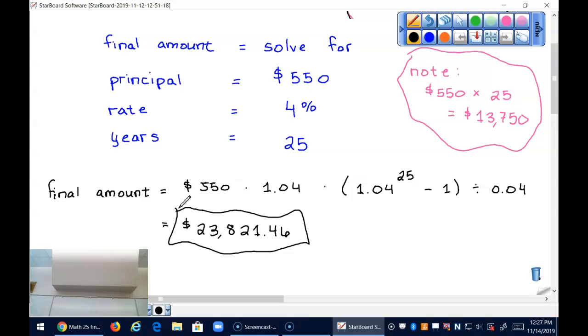What's the side note? Like the 550 times 25, what's that for? That's just to note that over the 25 years, we put into the account $13,750. So we didn't actually get $23,000 in profit. We got about $10,000. Okay. Gotcha. Which is still not bad. Do we need to do that when we're solving? No.